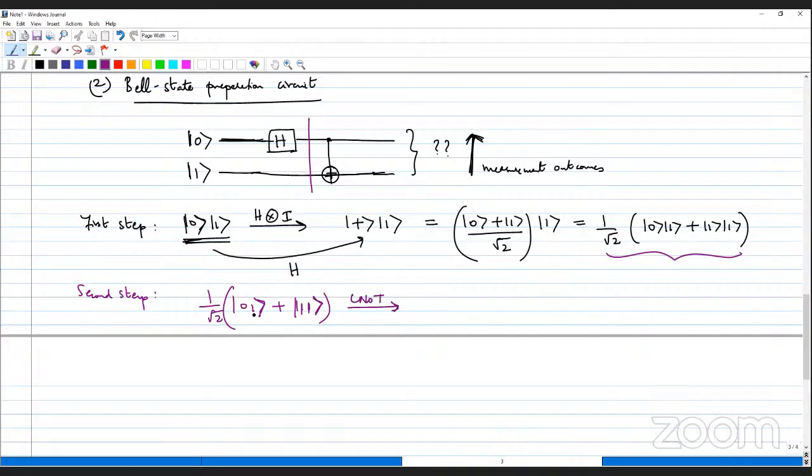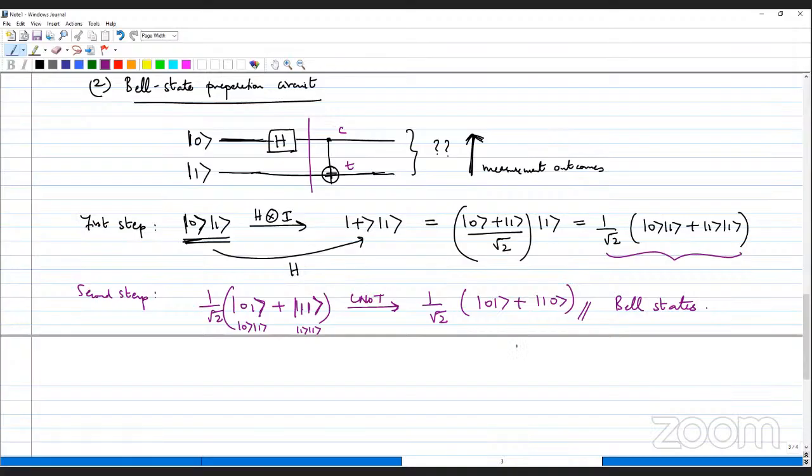When I put a 2-bit string here, it simply means first qubit is in 0 and the second qubit is in 1, right? First qubit is in 1, second qubit is in 1. So the action of the C naught: this is the control and this is the target. When the control is 0, it does nothing to the target. When the control is 1, it flips the target. So this then becomes |0⟩|1⟩ + |1⟩|0⟩, right? And this indeed is one of the 4 Bell states.